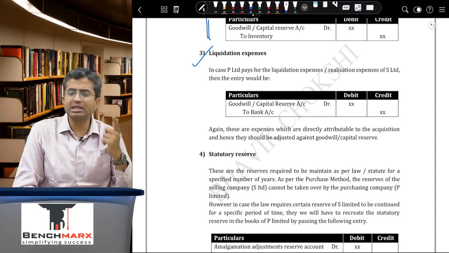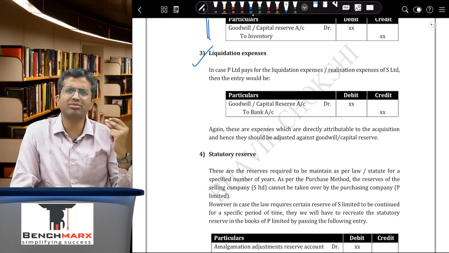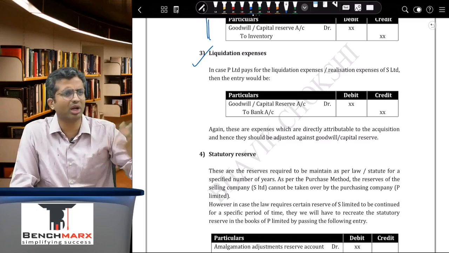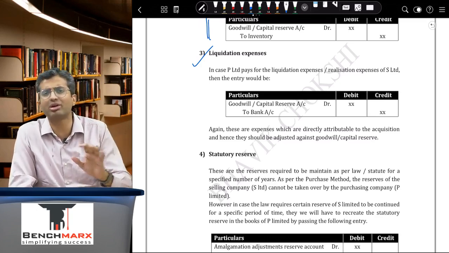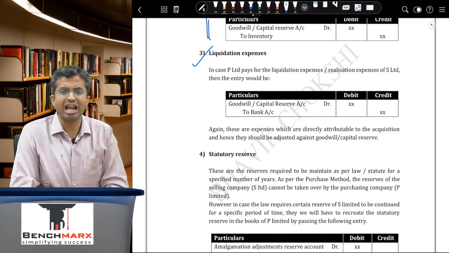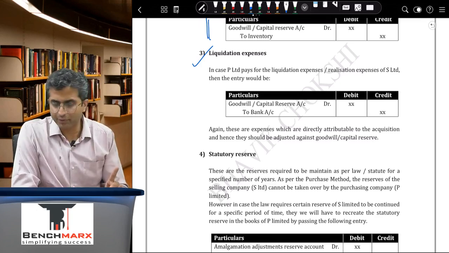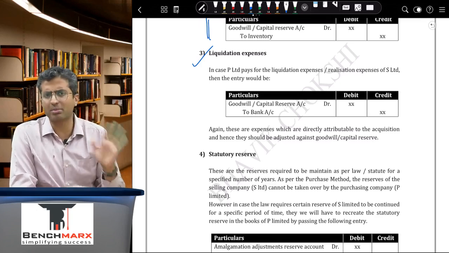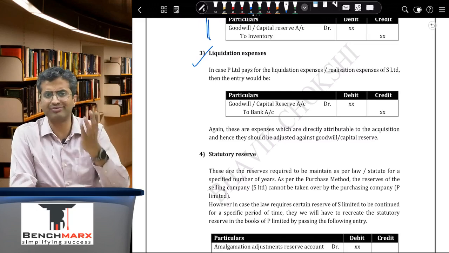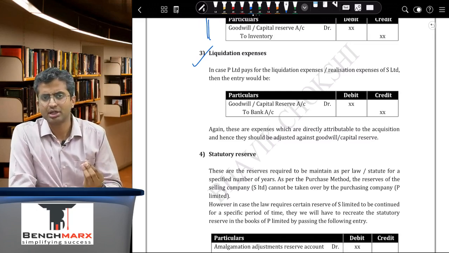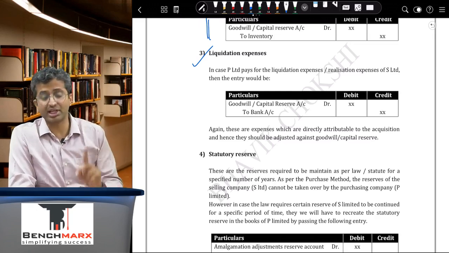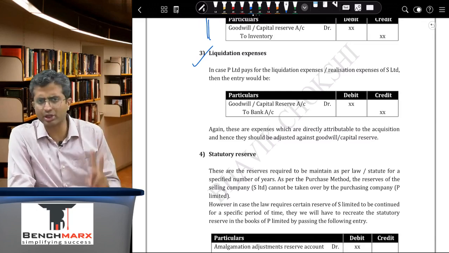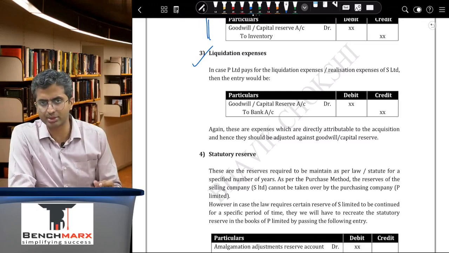If I felt like it, I sold some land to someone, possible. Can you transfer your P&L to someone? Can you transfer your capital reserve to someone? No, these are not transferable items in the first place. And as a result, as per AS 14, and rightly so, if there is a regular amalgamation or acquisition or absorption which is in the nature of purchase, you do not take over the reserves of the selling company. Yes, you take over the assets. Yes, you take over the liabilities, but you do not take over the reserves.